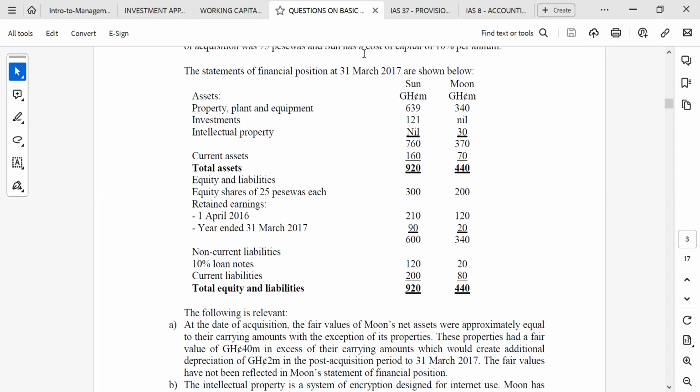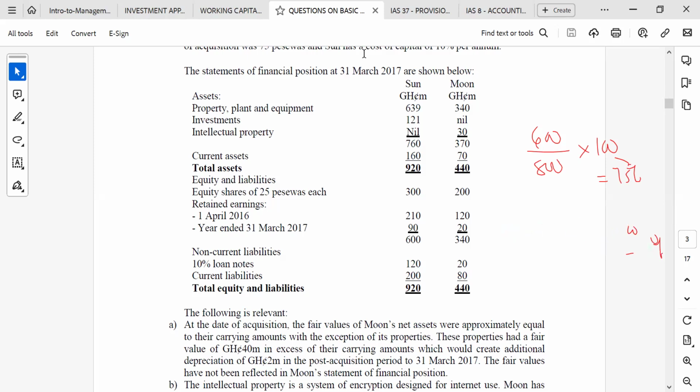If you want to find the percentage holding of the parent, how do you find that? The 600 over the 800, multiplied by 100. What are we having? 75. That will give you 75. So the NCI will give us 25, which is 200 over 800 multiplied by 100. So you can determine your group structure.